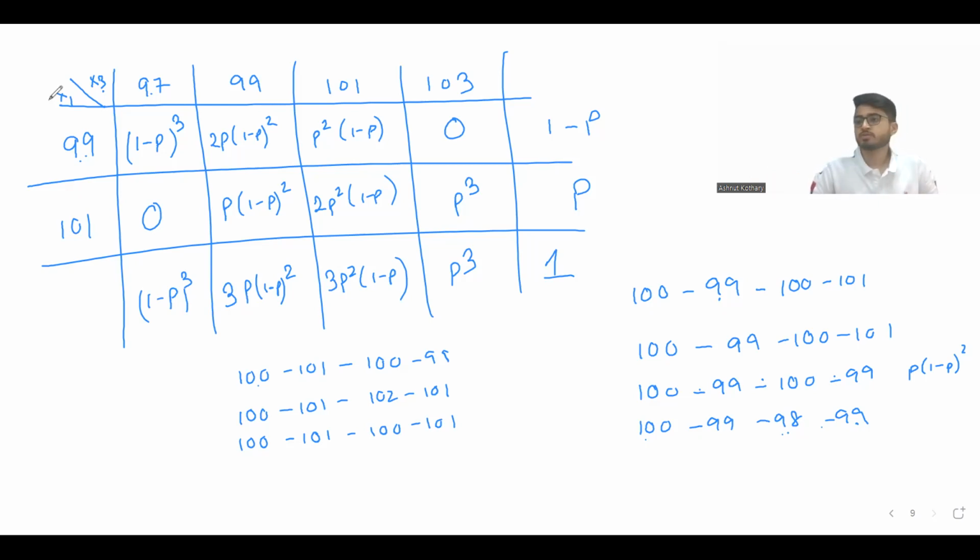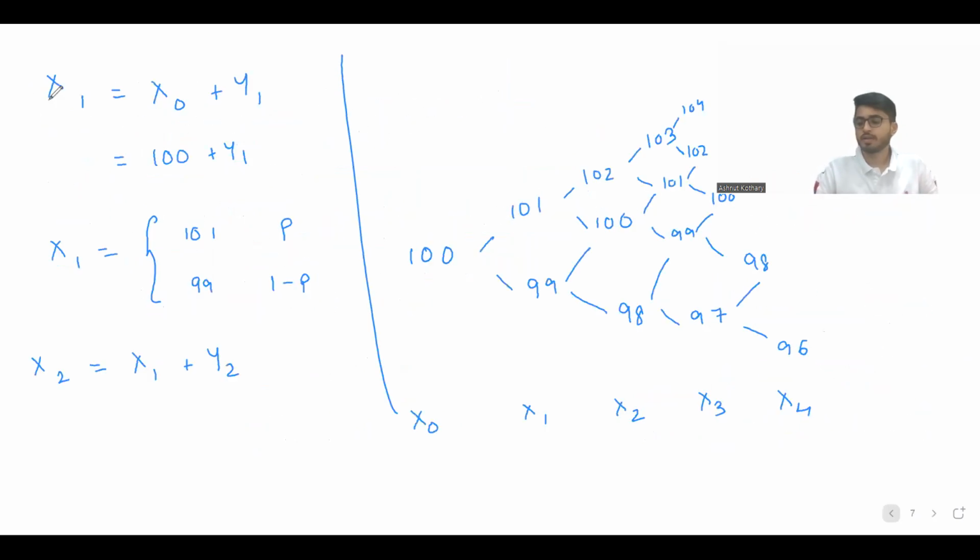Next is to check whether the process is stationary or not. We can directly see that the distribution is changing. X1 can take the value 99 or 101, whereas X2 takes different values. So clearly the distributions of X1 and X2 are different. Therefore, the process is not stationary. You could have calculated expectation of Xt as well, covariance as well, but here you clearly see that the distribution is changing, so directly you can conclude that the process is not stationary.